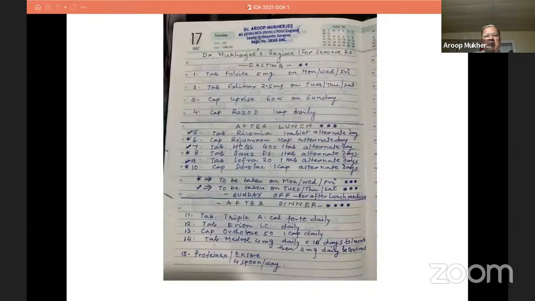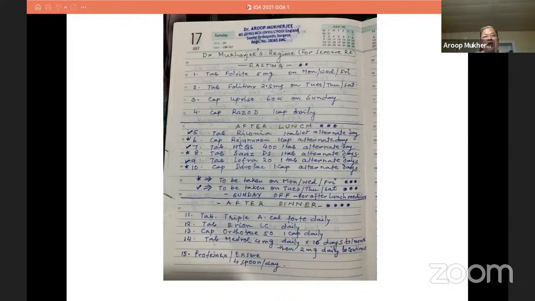Now, what is Mukherjee's regime? Mukherjee's regime is a combination or a cocktail of many disease-modifying drugs in a very moderate and minimal way, so that none of the drugs causes any significant side effect in the patient. The patient has to be tested for a basic blood test and an ultrasound whole abdomen to know his status before the treatment.